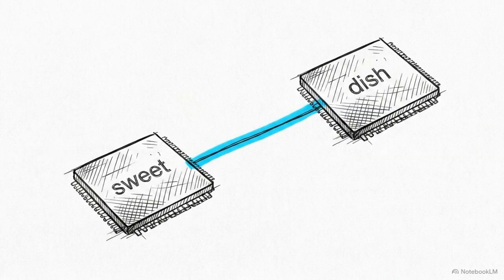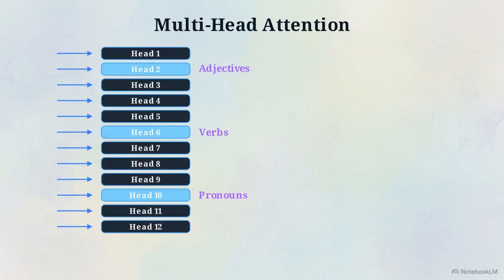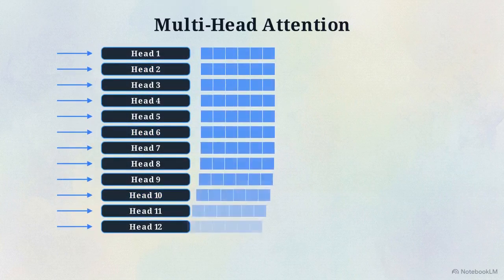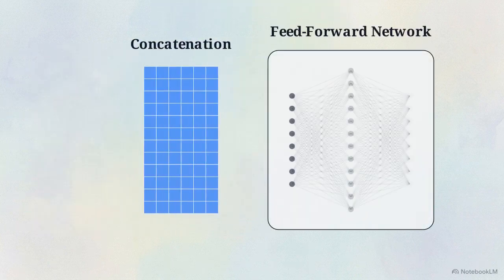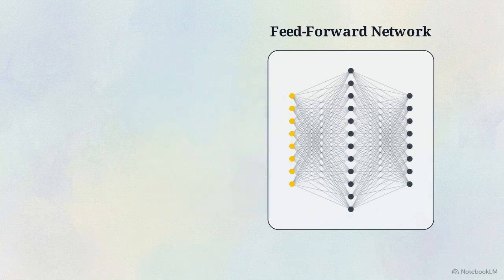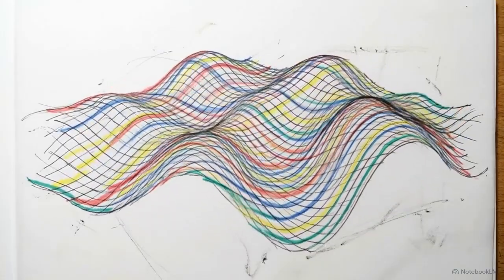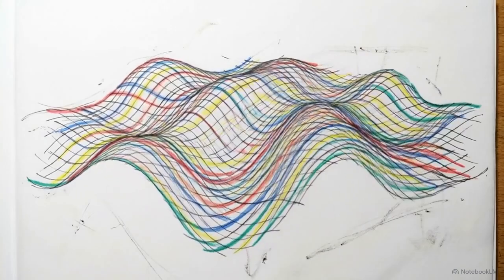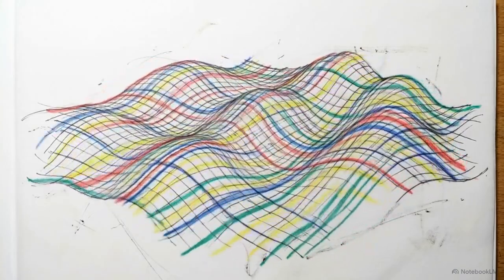A single attention pass only captures one specific relational dimension, like an adjective modifying a noun. By running 12 to 96 of these projections in parallel, known as multi-head attention, the network simultaneously extracts diverse relationships. The architecture concatenates these parallel outputs and feeds them directly into a fully connected feed-forward network. Attention applies purely linear transformations, but human language is nonlinear. The feed-forward network applies independent nonlinear transformations to each individual token.